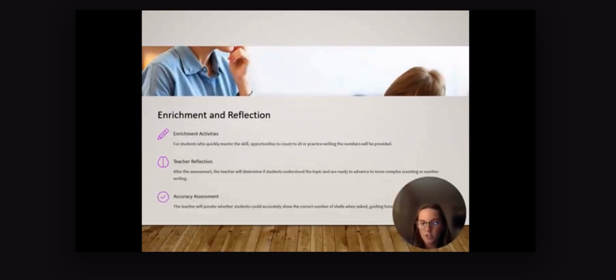Teacher reflection. After the assessment, I would determine if the students understood the topic, if they were able to show the number that they were asked, and if they were able to advance to the next step, which would be writing the numbers down or reading them. And then, could the students accurately do this? Do I feel like this was a good topic and a good way to assess if they knew this and if they were able to do it successfully?